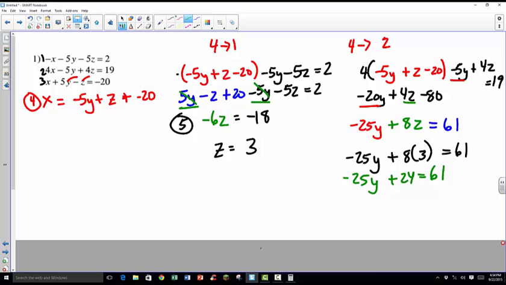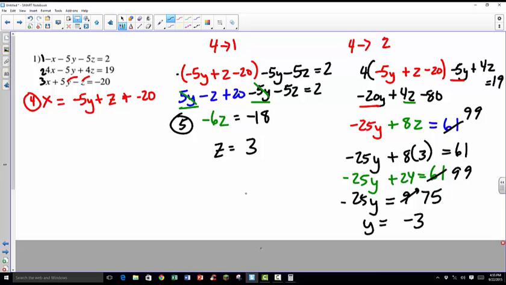Move it over. So negative 25y equals, move that over, so 61 minus 24. Oops, here I see I already made a mistake. That should have been 99. So here I have 99. Once I subtract that, I get 75. So I'm going to divide by negative 25, and y is equal to negative 3.